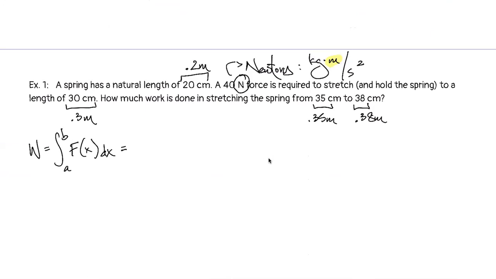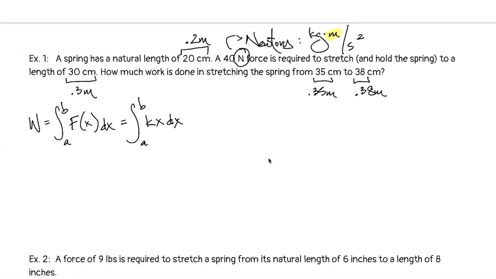But in this case, because I'm working with springs, I can go ahead and use Hooke's law. So instead of F of x, or the force, I can replace it with a spring constant times x. Now every spring has a different spring constant. And so our first step is actually going to be to find our spring constant, because once we find our spring constant, what we really have is the slope of our line. And so that's going to help us integrate and go from there.